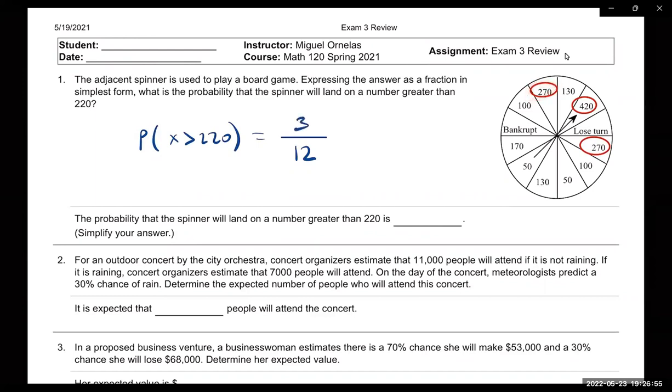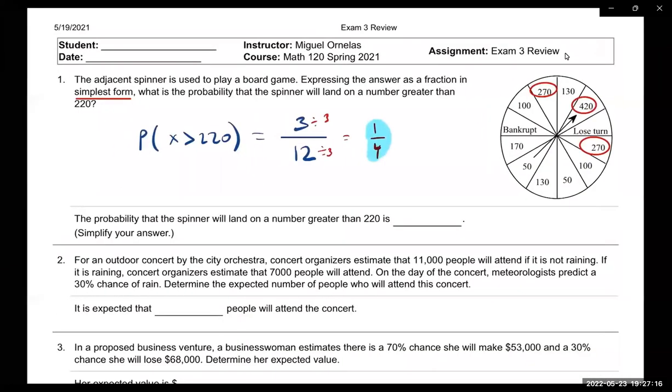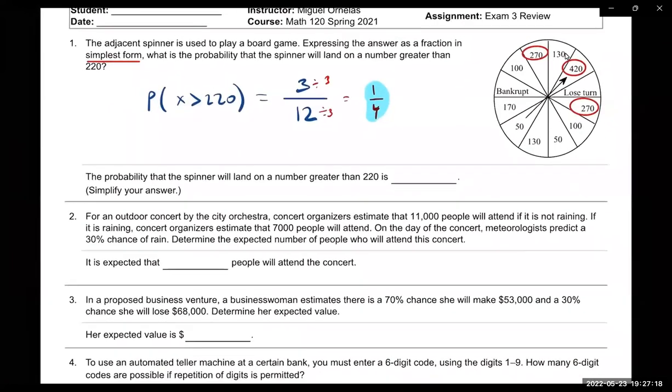But then it says simplest form, right? So we do have to reduce, by three, and you do get 1/4. So let's check the answer key, which I have. And we did get 1/4. Yay. So that is correct. I'll just put a check. Cool. So let's move on to the next problem.